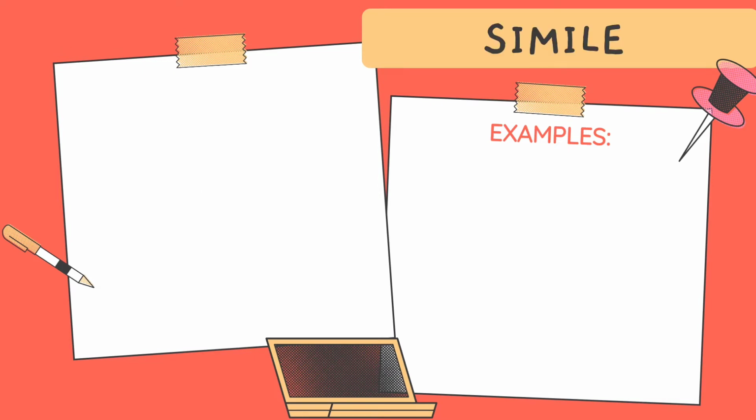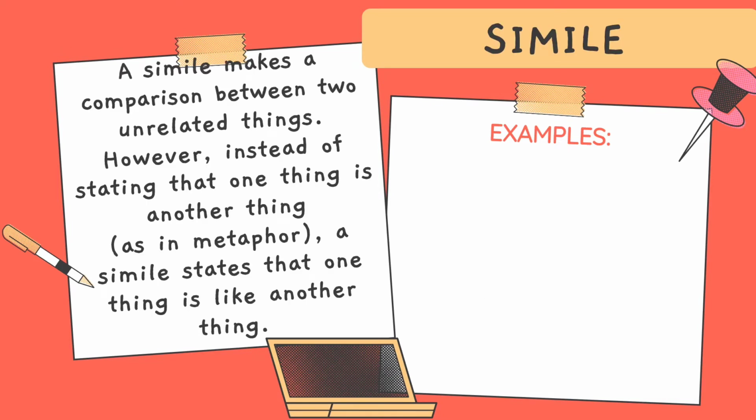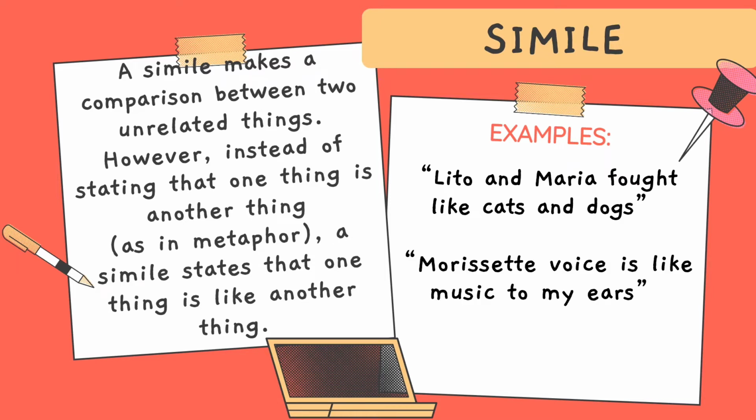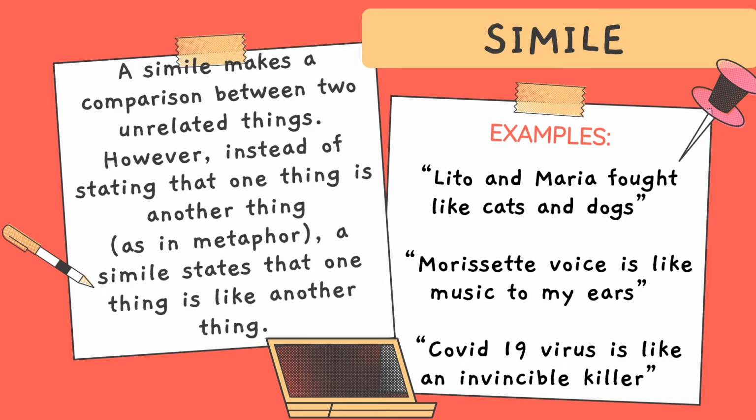Next we have simile. A simile makes a comparison between two unrelated things. However, instead of stating that one thing is another thing, as in metaphor, a simile states that one thing is like another thing. For example, Lito and Maria fought like cats and dogs. Morissette's voice is like music to my ears. And COVID-19 virus is like an invincible killer.